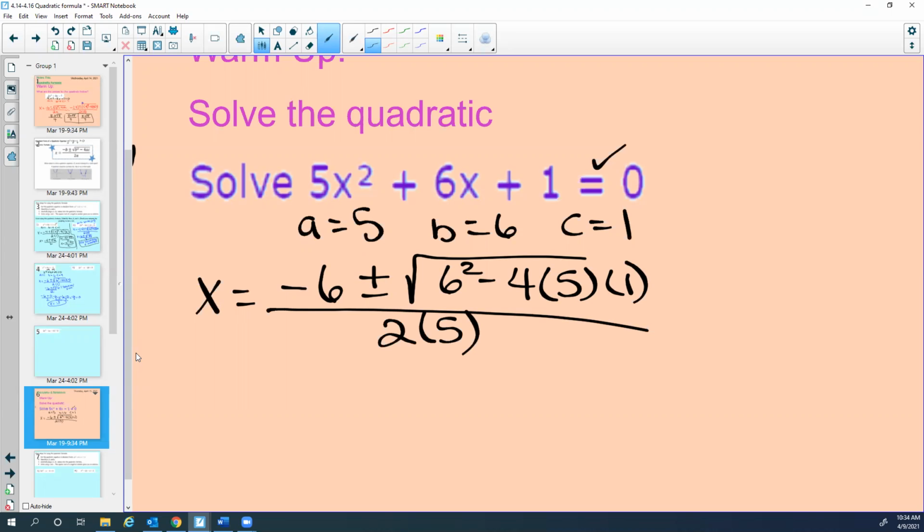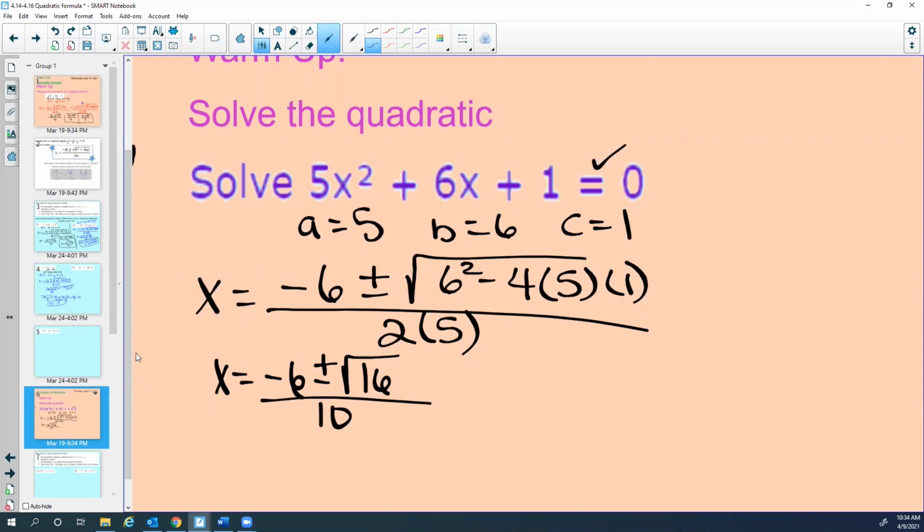So I put my numbers under the square root in the calculator first. 6 squared is 36 minus 4 times 5 times 1, which is 16. So I get x equals -6 plus or minus the square root of 16 over 2 times 5, which is 10. Well, the square root of 16 is positive and negative 4.